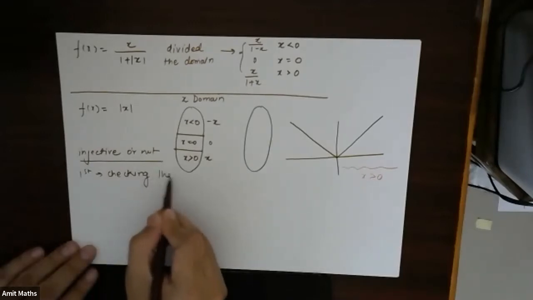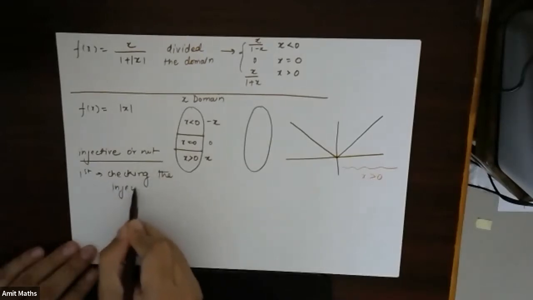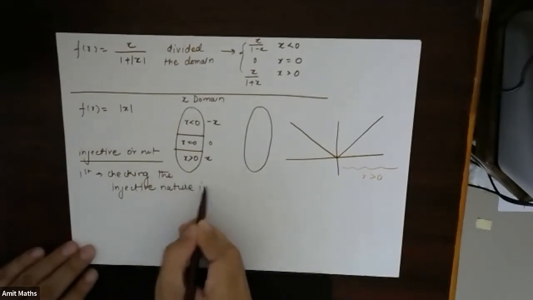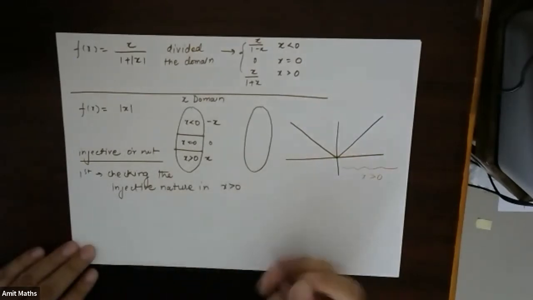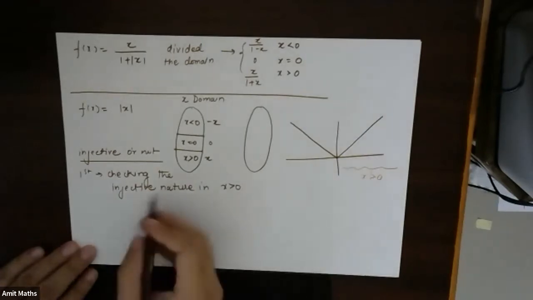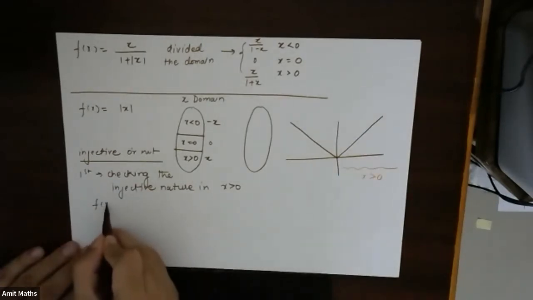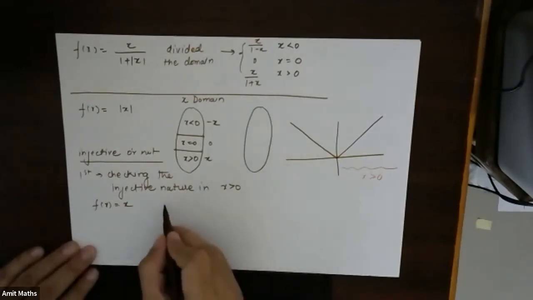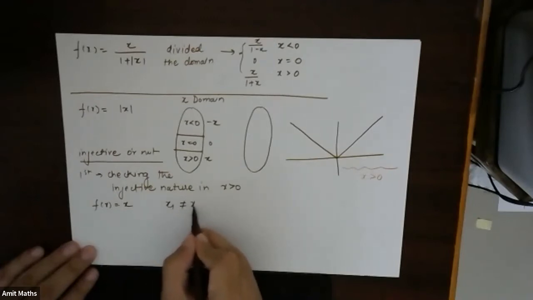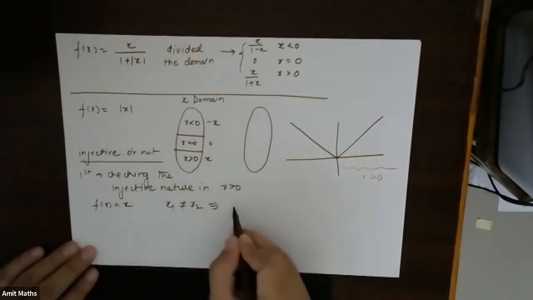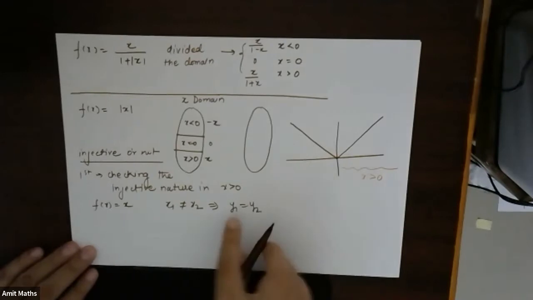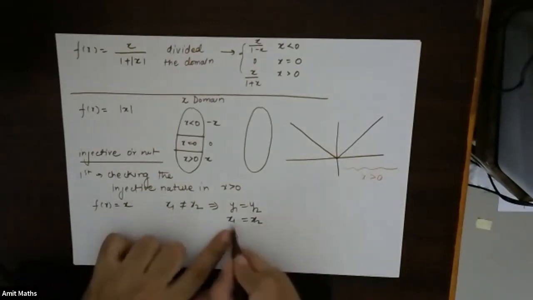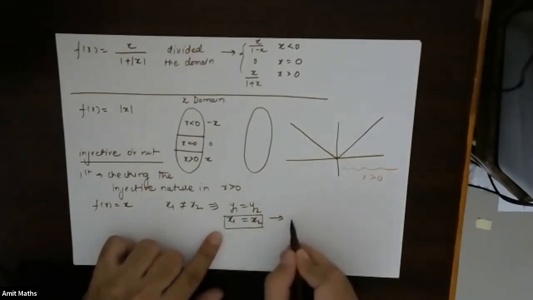Checking the injective nature in x greater than 0. For x greater than 0, the function was f of x equals x. Then how do we check the injective nature? We'll take x1 not equal to x2, then I will equate y1 equals y2. What is y1 here? Only x1 equals x2. That means if I'm getting only this solution, it is injective.